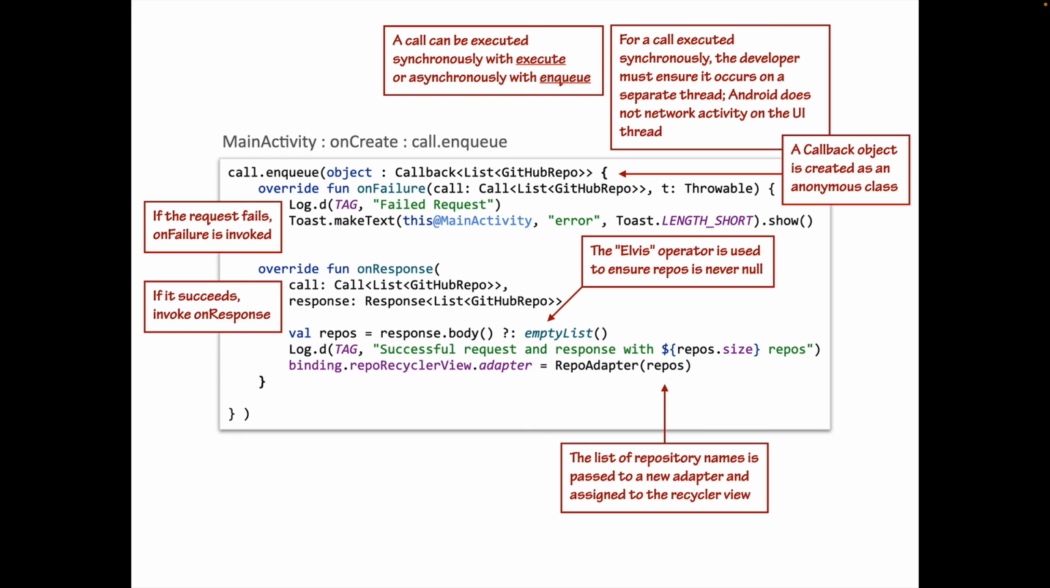Notice that if the call fails here, the UI simply prints out a toast on screen, indicating that there was an error. If the call is successful, the response is saved in a response object that holds a list of GitHub repo objects as the body of the response. The list is then saved to a repos variable. Notice the Elvis operator here. If the body of the response is null, the repos variable will be an empty list, so it won't crash the program. The list of repos is then passed into the adapter of the recycler view.